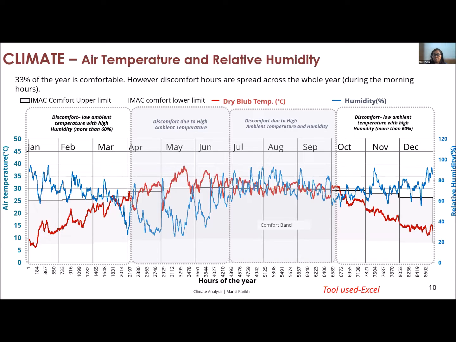So that led to this strategy of evaporative cooling system design, where we were able to do the passive cooling for those particular months.